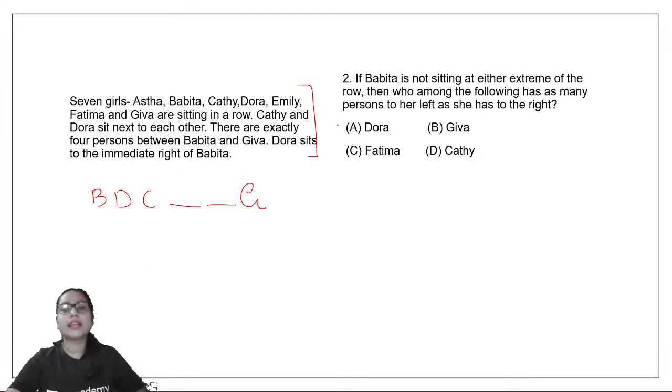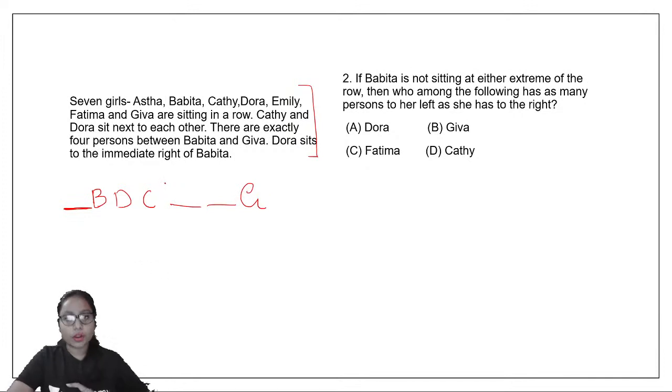Let's see. The question says that if Babita is not sitting at the extreme of the row, it means Babita is not sitting at one end of the row. It means whatever we have filled, somebody is sitting to the left of Babita. So let us create a space over here. How many positions are there? 7 positions are already there. We just need to fill in these 3 remaining positions. Okay, let's see.